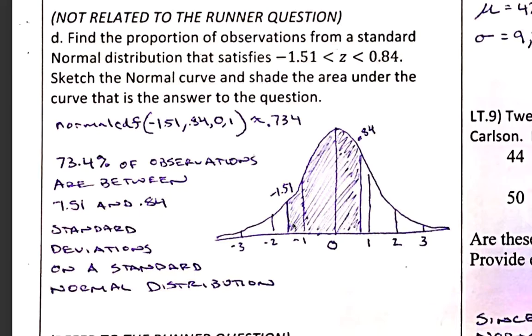Well, in this case, normal CDF, our lower bound is going to be negative 1.51, upper bound 0.84. This time the mean is 0 and the standard deviation is 1 since it's standard normal. And the result is 0.734, which means 73.4% of the observations, whatever they are, are in between these two numbers.